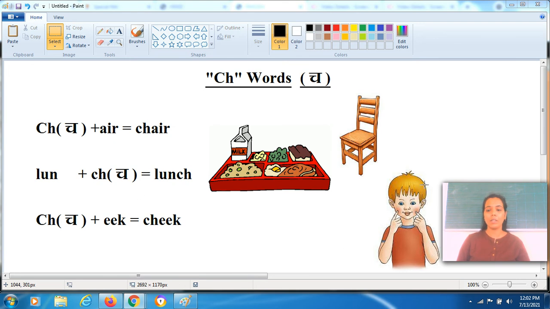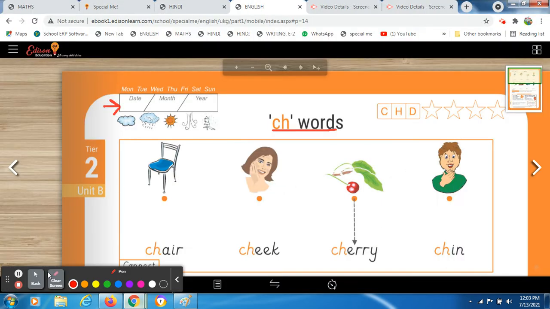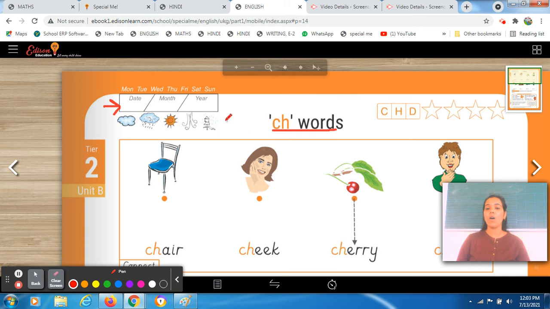Okay, now see the boy, where the boy is pointing. This one is his cheek. What is it? Cheek, right? You will see over here, ch, eek, cheek, right? Okay, so now I hope you understand what the sound of your new blend is.